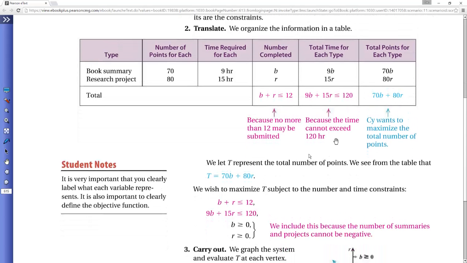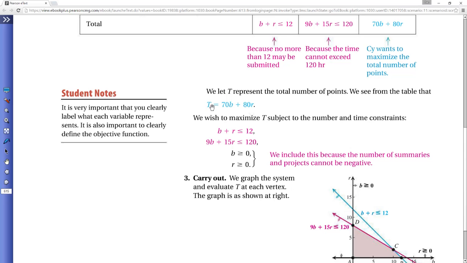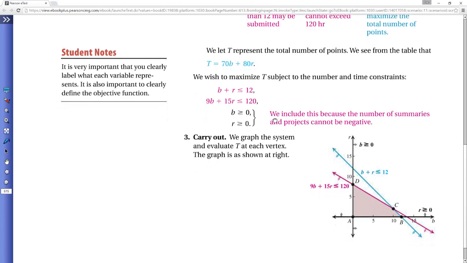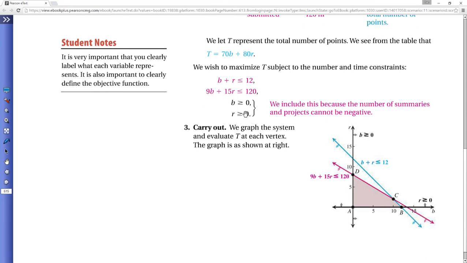So they take this part right here and say, let's let T represent the total number of points, right? And wouldn't that be what you get if you added these two things together and you actually did some book summaries and research projects and you want to know how many points he would get? Well, you put the numbers in for those, multiply, and then add together and you get that total. Well, T is your total number of points. Alright, so we have an equation here, right? We have constraints. Now here's these, B needs to be greater than or equal to 0. You're not going to have negative book summaries or negative research projects. So you have positive values for each of these. They could be 0, but they have to be non-negative.